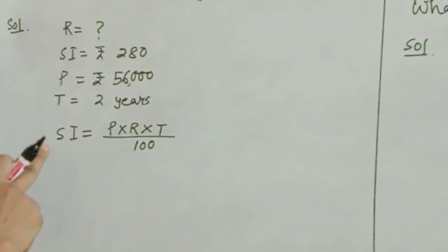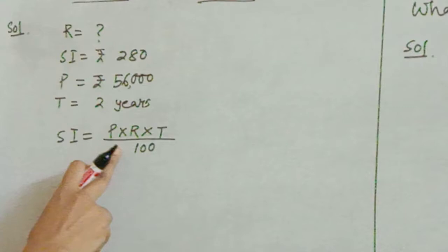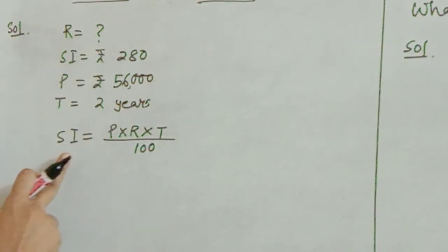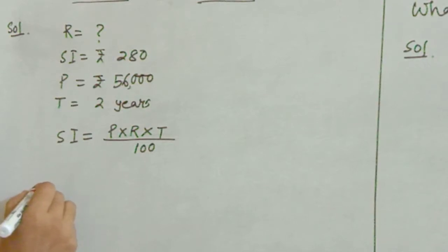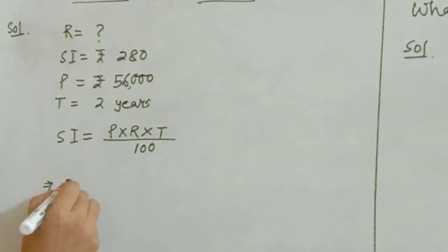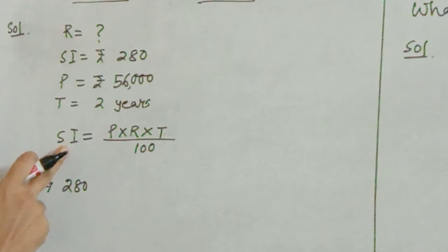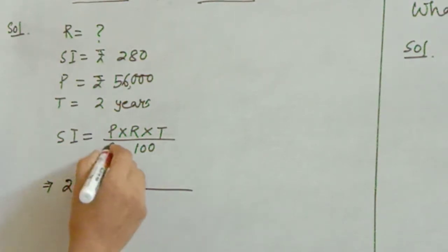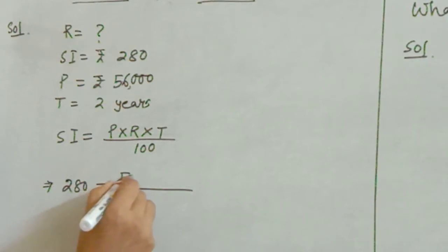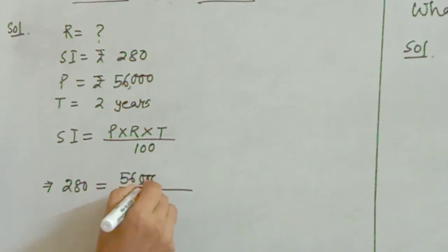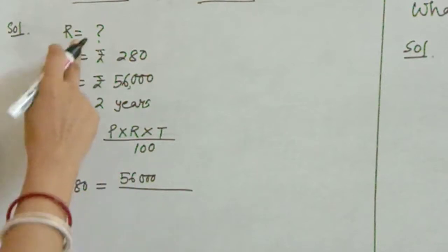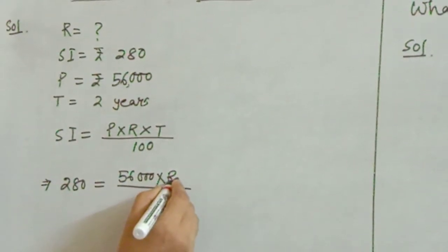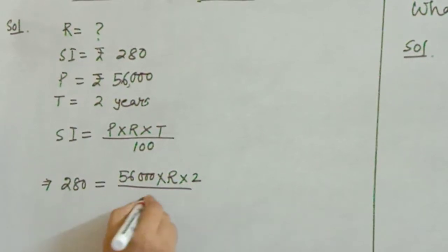Now as we know, simple interest is equal to P into R into T by 100. All the given portions I will write here. Simple interest is equal to rupees 280, as simple interest is given here. Then PRT by 100. Principal is rupees 56,000. R is missing here, write R as it is. And time 2 years by 100.